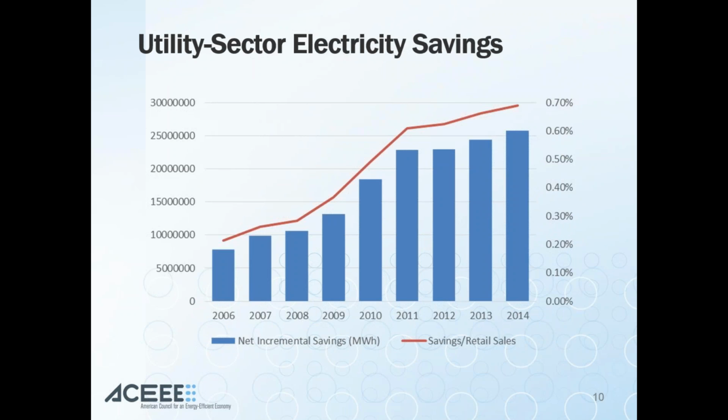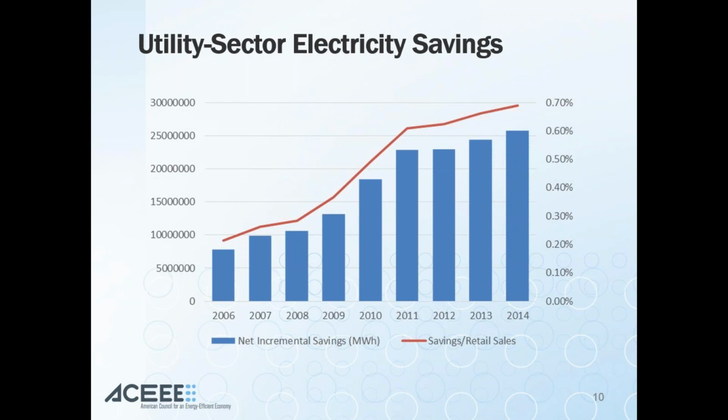So all of that spending translates into savings. Here we're looking at net incremental savings from customer-funded energy efficiency programs, and we saw about a 6% growth between 2013 and 2014 for a total of 25.7 million megawatt hours of new savings delivered that year through ratepayer-funded programs. Median savings as a percentage of retail sales was about 0.56% overall. Rhode Island saved the most as a percentage of retail sales, more than 3%, in fact 3.5%, followed by Massachusetts, Vermont, and California.